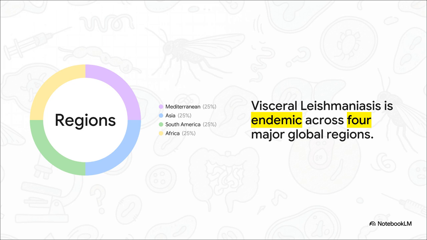The parasite that causes this systemic form is mainly Leishmania donovani. And you can see from this, it's not some rare, isolated disease. It's a global problem. You find it in the Mediterranean, across Asia, in South America, and in Africa.